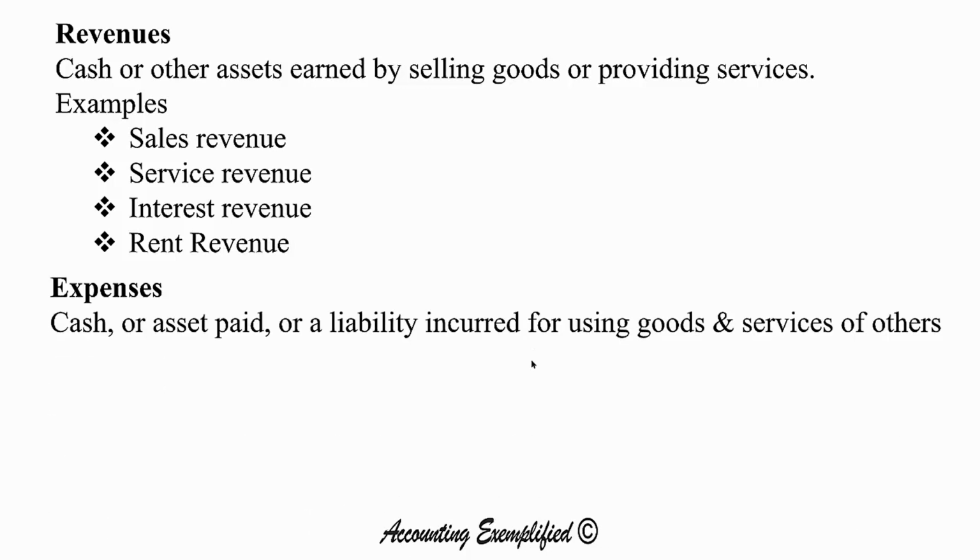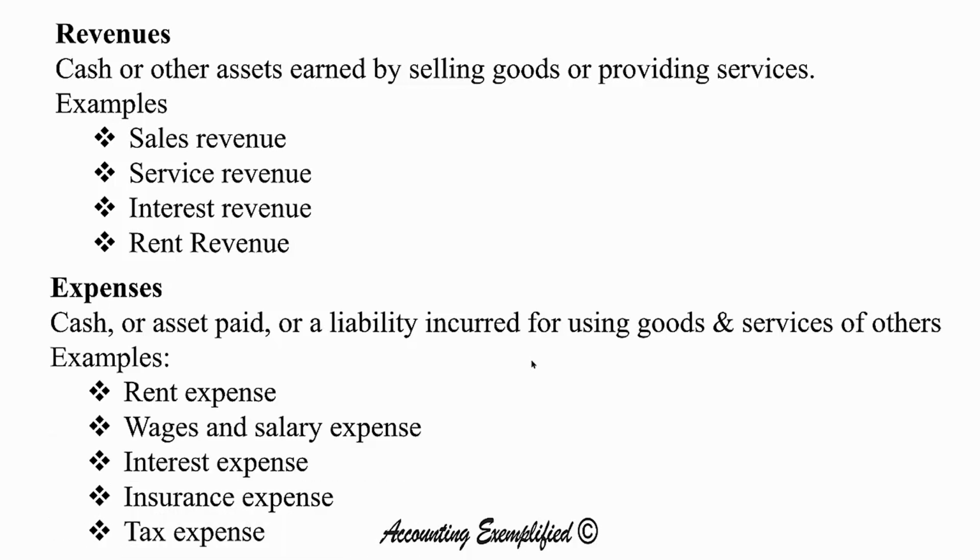Expenses. These are the cash or any other asset paid or a liability incurred for using the goods and services of other people. Examples: rent expense. When a company is using an office building or a space that belongs to another party, then the company has to pay the rent, and that will be the rent expense. Wages and salary expense: these are the cash paid to the employees because the employees are giving their services to the company. Other examples are interest expense, insurance expense, and tax expense.